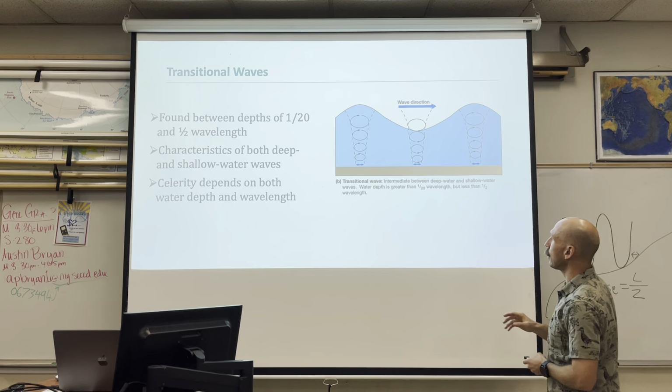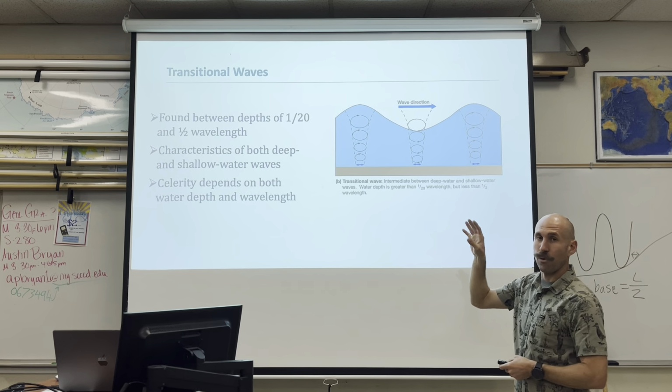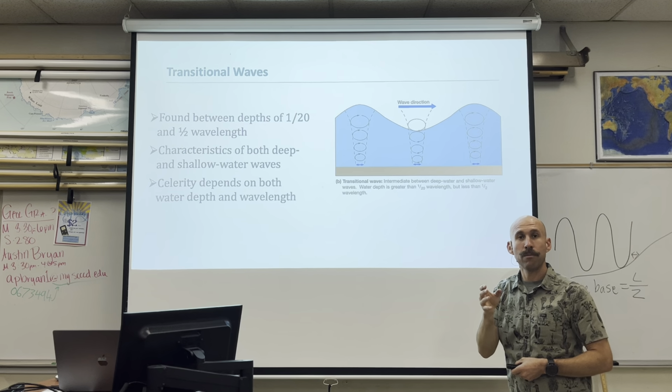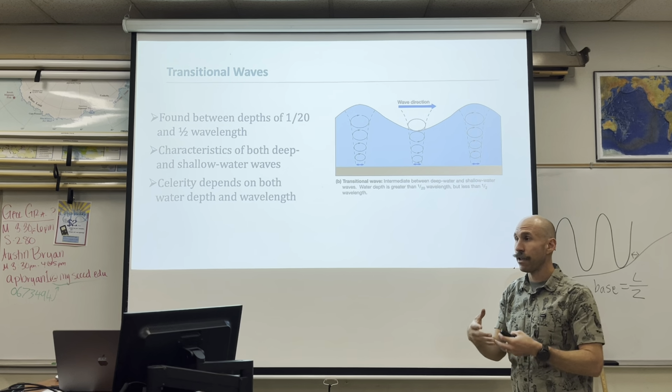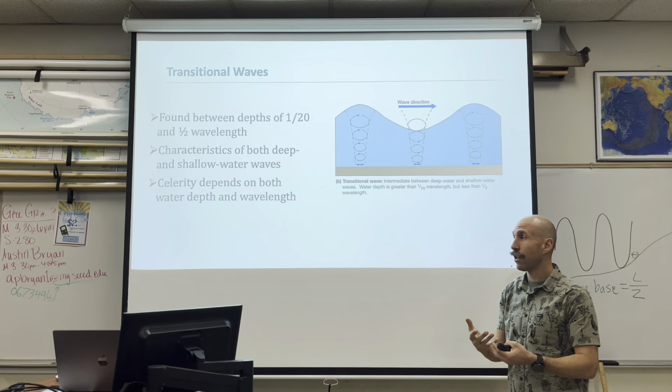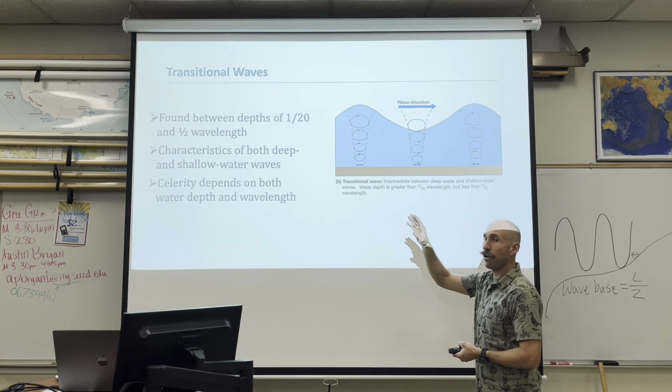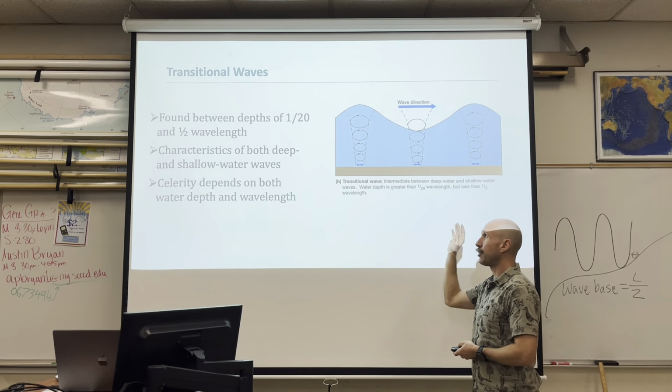There's a place between transitional waves where there's characteristics of both the deep water wave out in the deep ocean and the shallow water wave on the shallow coastline, where it transitions from one type of wave to the other.